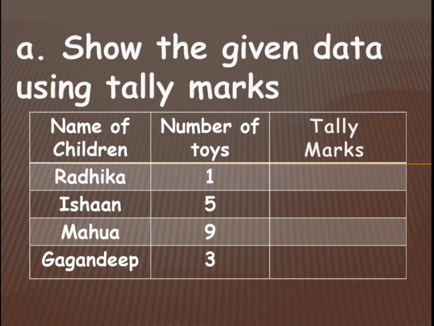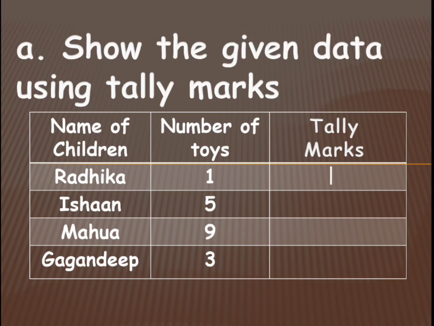Okay, now Radhika has how many toys? One toy, isn't it, children? So you will draw one line like this in tally marks. Drawing these lines to represent the number of toys for the child is tally marks. Instead of writing 1, 5, 9, 3, we use lines to represent that number. That is nothing but your tally marks. So one toy, so we have drawn only one line.